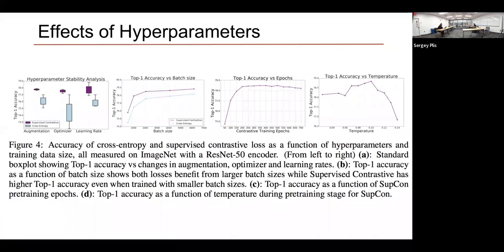So this is the result of the effect of hyperparameters experiments. They used different kinds of augmentation techniques, and they compared with the cross entropy based implementation. They found that if we keep every other setting the same, and just change the augmentation principle, then the result is far higher, right?